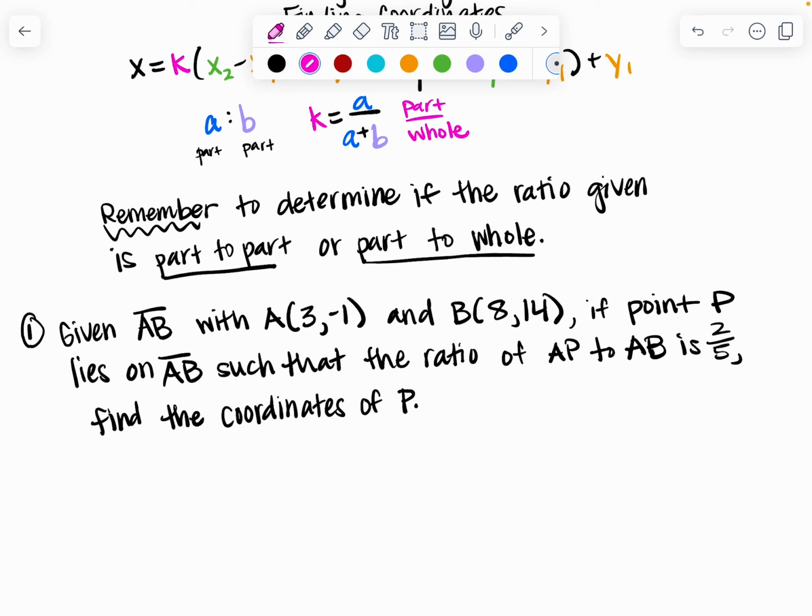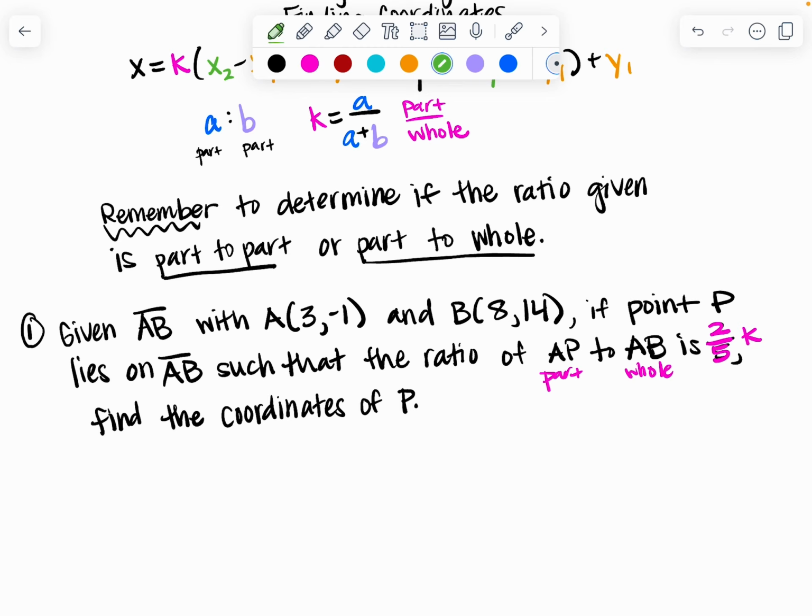So let's first decide, is this part to part or part to whole? Because it's giving us the fraction already. So AP, if point P is on AB, then this is part, and then AB is the whole thing. So K is given to us already part to whole, so we don't need to add anything, it's just 2/5.